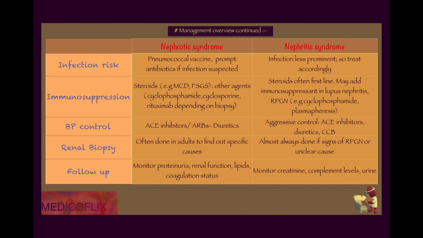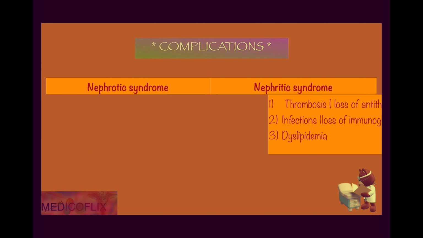BP control is done in nephrotic syndrome by use of ACE inhibitors or ARBs or diuretics, while in nephritic syndrome it is aggressively controlled by use of ACE inhibitor, diuretics or calcium channel blockers. Renal biopsy is done in nephrotic syndrome in adults to find out a specific cause, while in nephritic syndrome it's almost always done if signs of RPGN or unclear causes. In follow-up of nephrotic syndrome, monitor proteinuria, renal function, lipids and coagulation status, while in nephritic syndrome monitor creatinine, complement levels and urine status.